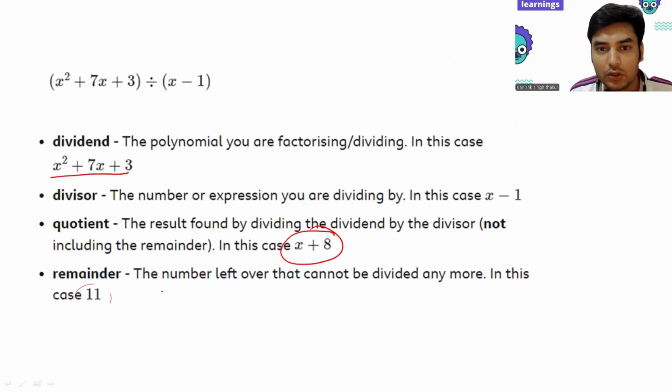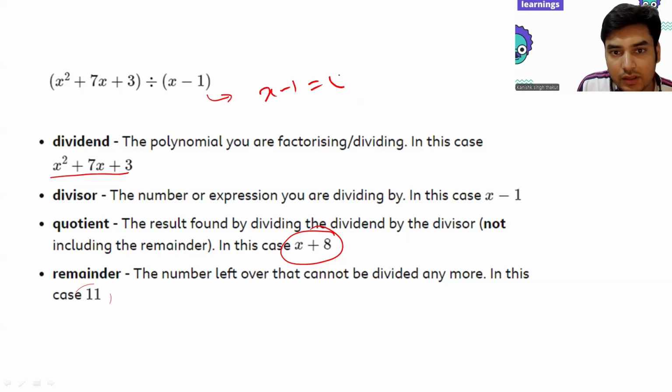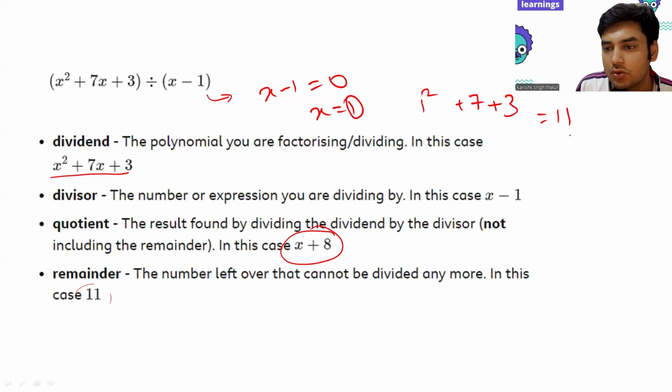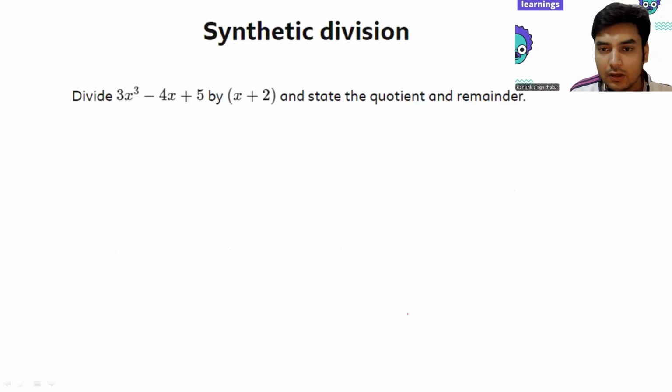Before that, if you want to find remainder, you can find directly also, right? Just equate the divisor with 0, x minus 1 equal to 0. So x you get it as 1 and put the value here, right? So when I put, I get 1 square plus 7 plus 3, how much I get? 11, right? So whatever value you get, that would be your remainder. That's how you can find it easily, right? Instead of going just a long step.